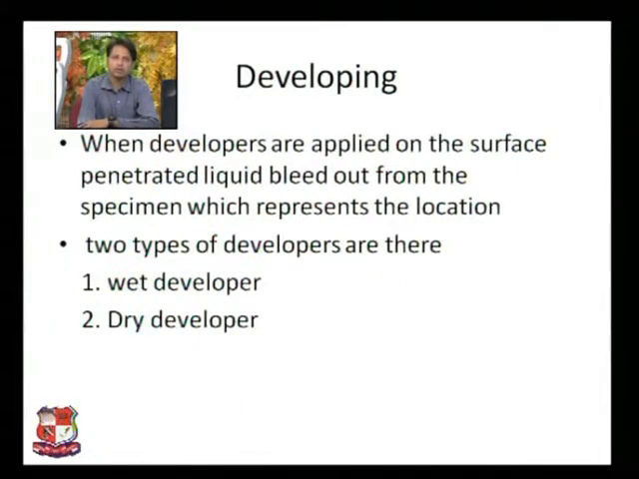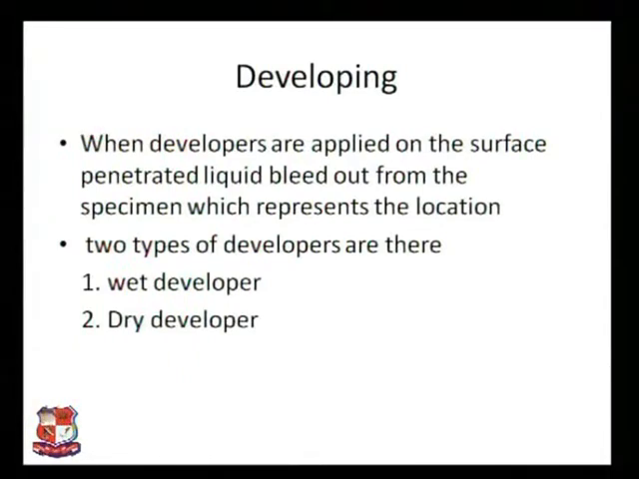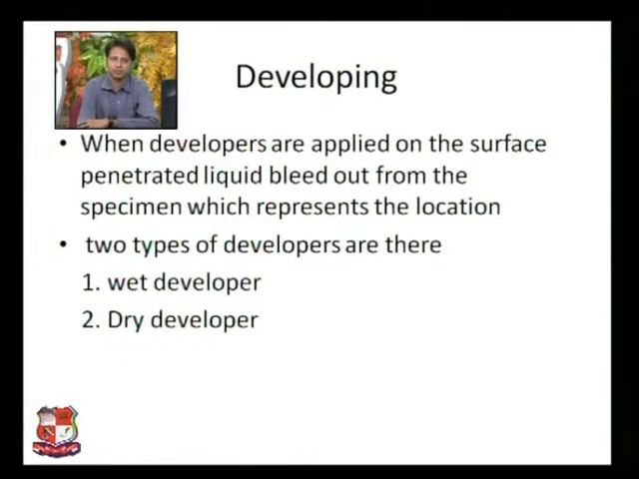It is in the form of solvent, and in the same manner, the second, dry developer, is in the form of powder. You can apply the developer in the form of liquid, that is wet developer, and the second, powder, you can just sprinkle on the surface of that material. While sprinkling that powder on the surface, the penetrant inside the cracks comes out.